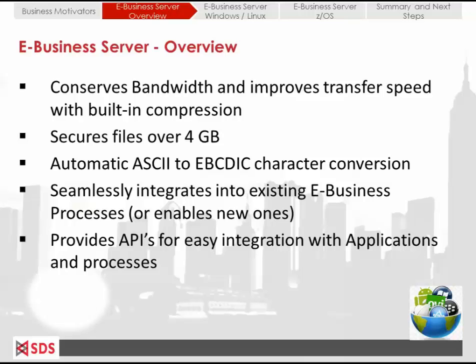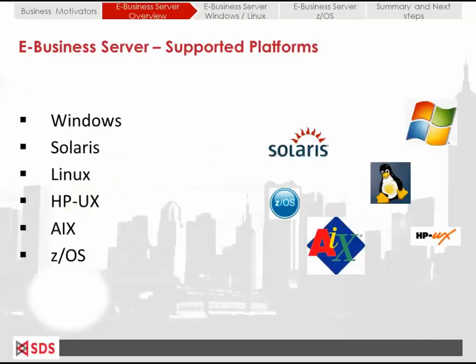E-Business Server provides cross-platform support, so it allows for encryption on one platform and decryption on another, with broad platform support. E-Business Server integrates into existing processes and can also enable new ones. It also provides APIs for easy integration with applications and processes. So to reiterate, these are the platforms that E-Business Server is supported on. As can be seen, it covers almost the entire spectrum of operating systems.